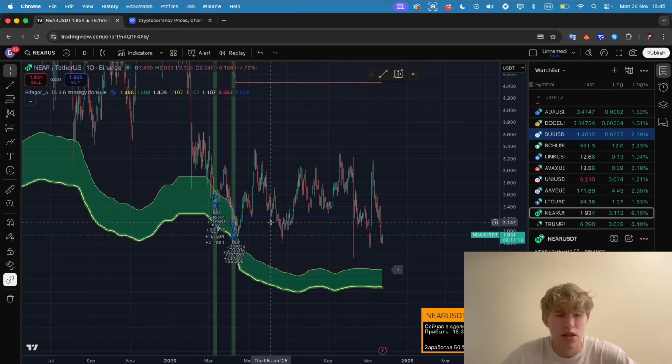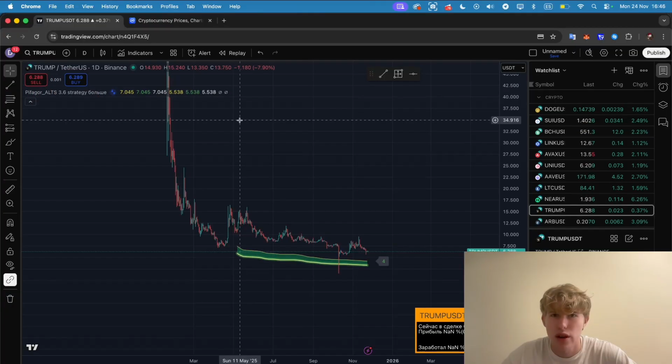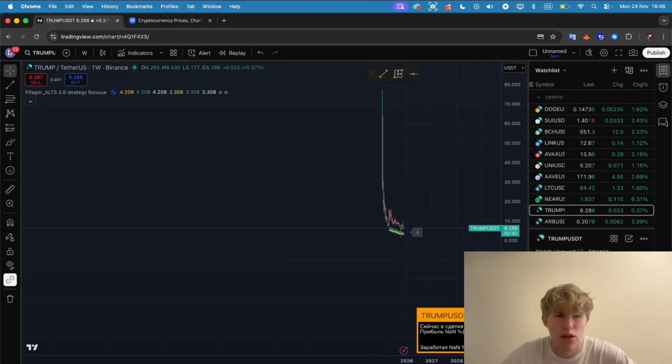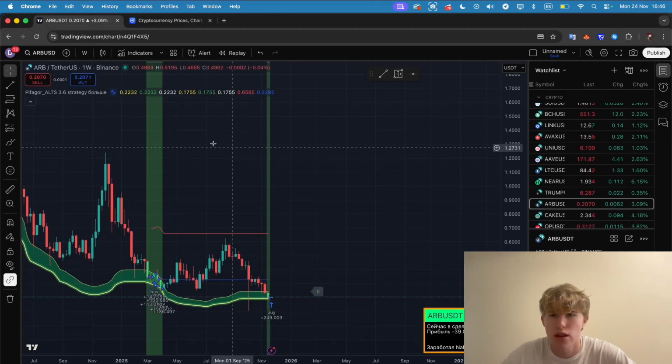NEAR, the indicator considered buying NEAR. It bought around $2 to $2.20. We can just accumulate more. Trump token, we don't have signals here, but maybe in one week. No signals so far.